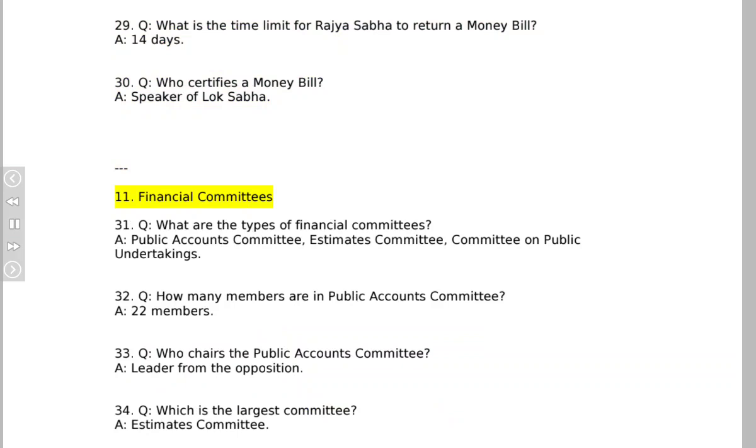11. Financial committees. 31. Q. What are the types of financial committees? A. Public Accounts Committee, Estimates Committee, Committee on Public Undertakings. 32. Q. How many members are in Public Accounts Committee? A. 22 members. 33. Q. Who chairs the Public Accounts Committee? A. Leader from the opposition.